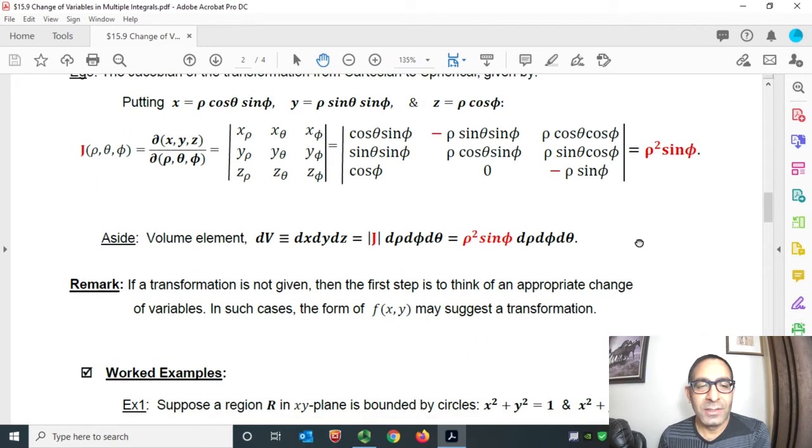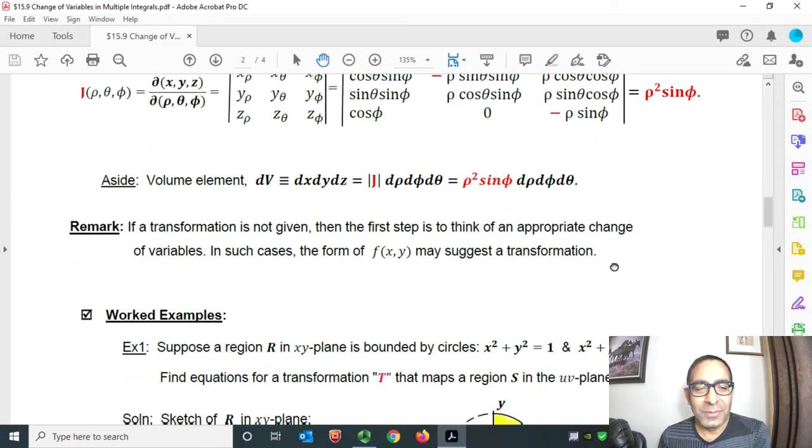Awesome. Similarly, the volume element in spherical coordinates dV turns out to be rho square sine phi times d rho times d phi times d theta. Great. So now this mysterious term rho square sine phi in our spherical triple integrals in the volume element is simply the Jacobian of the transformation. Awesome. Let's move on.